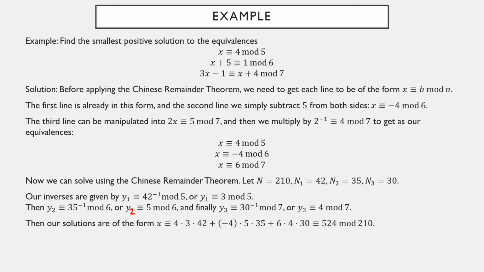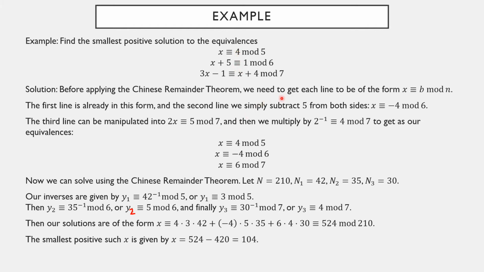Now that we have all of our inverses computed, we simply compute bi, yi, capital Ni for all of the various equivalences. All of these turn out to be 524 mod 210. However, we were asked to find the smallest positive solution, so I need to reduce 524 modulo 210, and I get 104. So 104 is the smallest positive solution to these three equivalences.